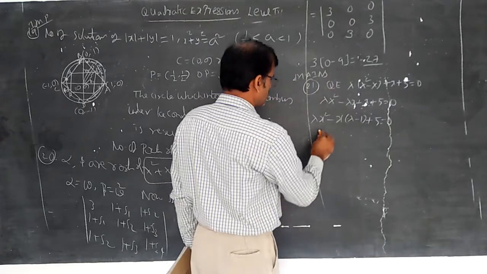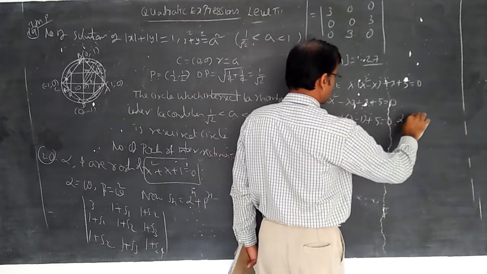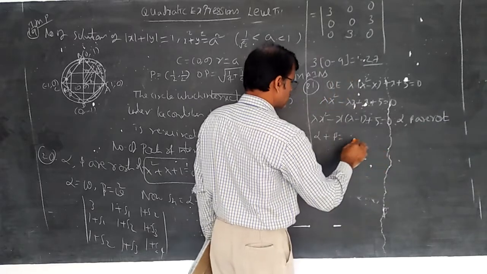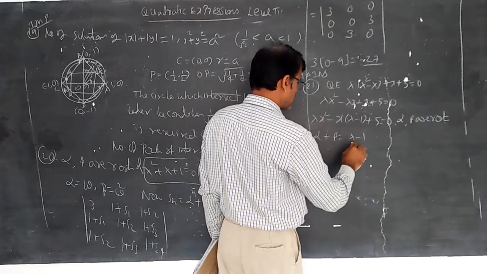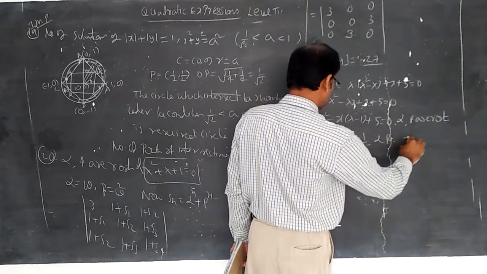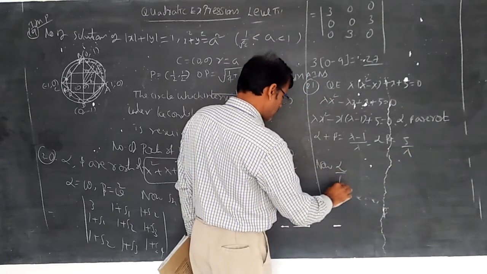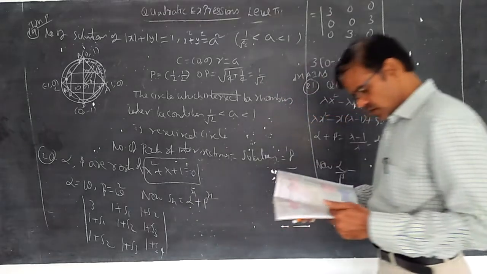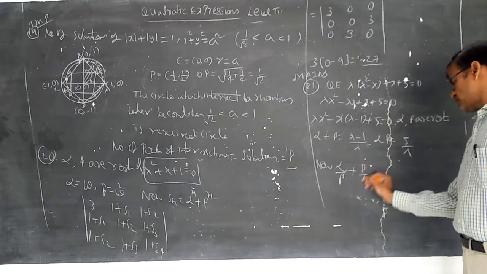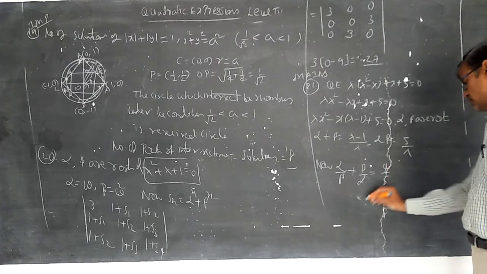Now, since alpha, beta are roots of this quadratic equation, use sum of roots: alpha plus beta is equal to lambda minus 1 by lambda, and product of roots is equal to c by a, that is 5 by lambda. Now given alpha by beta plus beta by alpha is equal to 4 by 5.